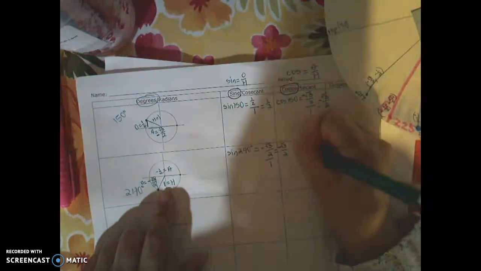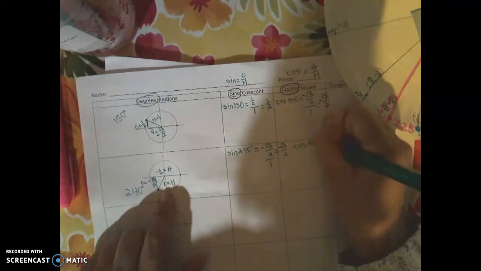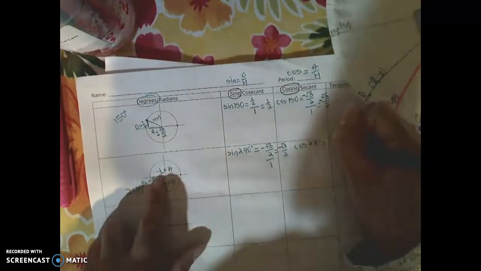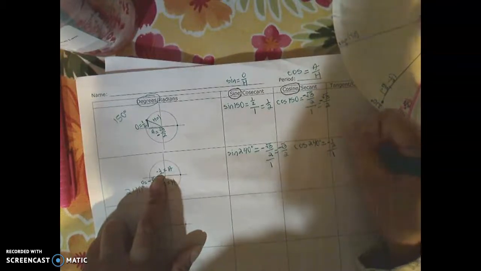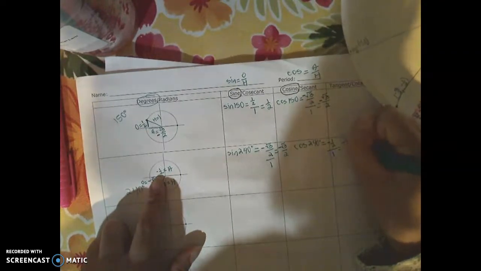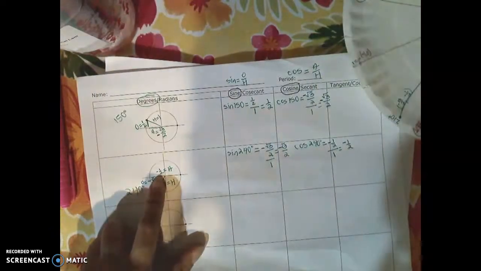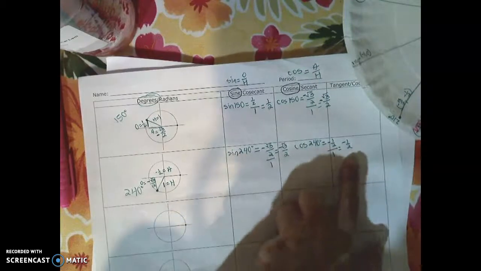Okay. Cosine of 240 degrees is equal to the adjacent over hypotenuse. Adjacent is negative 1/2 divided by the hypotenuse, which is 1. And negative 1/2 divided by 1 is just negative 1/2. So cosine of 240 is negative 1/2.